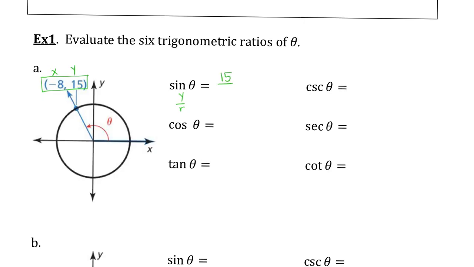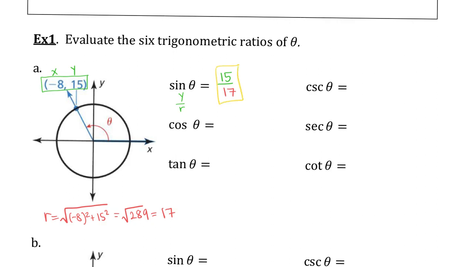Okay, I need r, so I'm going to use the formula that r equals the square root of x squared plus y squared. And make sure you put parentheses on your -8 squared. Otherwise, it is not going to square properly. So I got the square root of 289, which is 17. So y over r is 15 over 17. Does that simplify? No, it's already simplified.